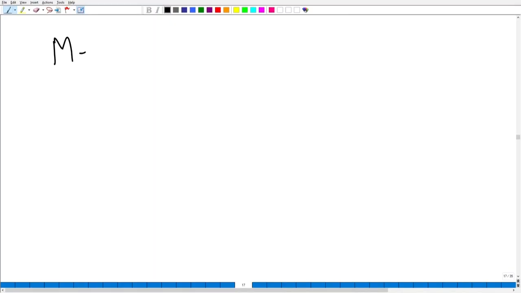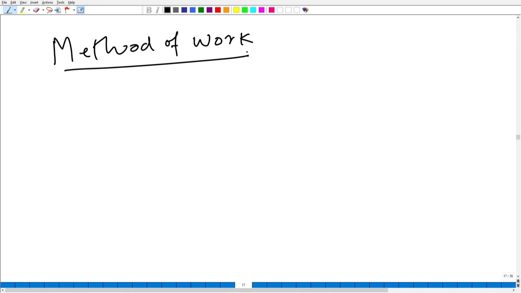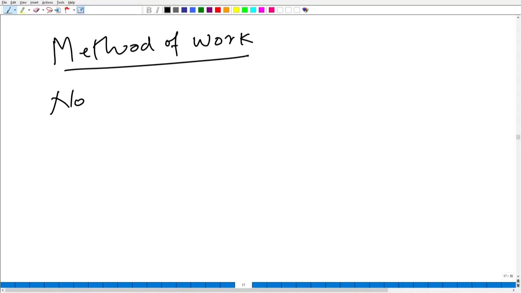Method of work of Home Rule Leagues. As you have been told earlier, the method adopted by the Gadhar party was revolutionary in character. But what was the method adopted by the Home Rule Leaguers? Their method was not much different from the moderate elements of the Indian National Congress.